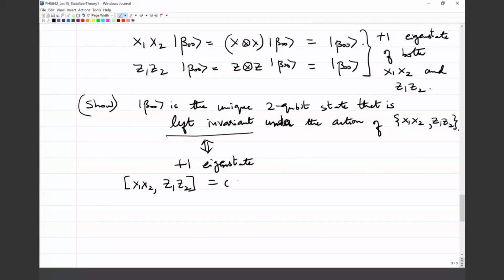Is that right? Yes, because x1 does not commute with z1. x2 does not commute with z2. But the tensor product of two Paulis, x tensor x commutes with z tensor z. You worked out such problems in your mid-sem and end-sem last semester, I think. So because they commute, they do admit common eigenstates.